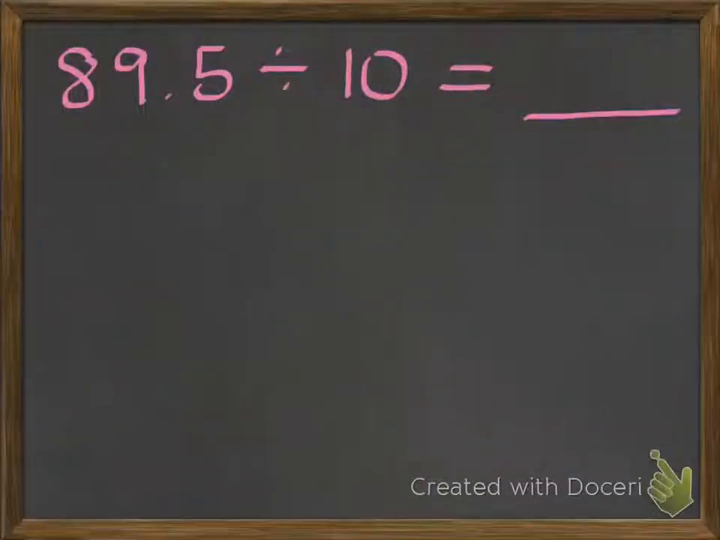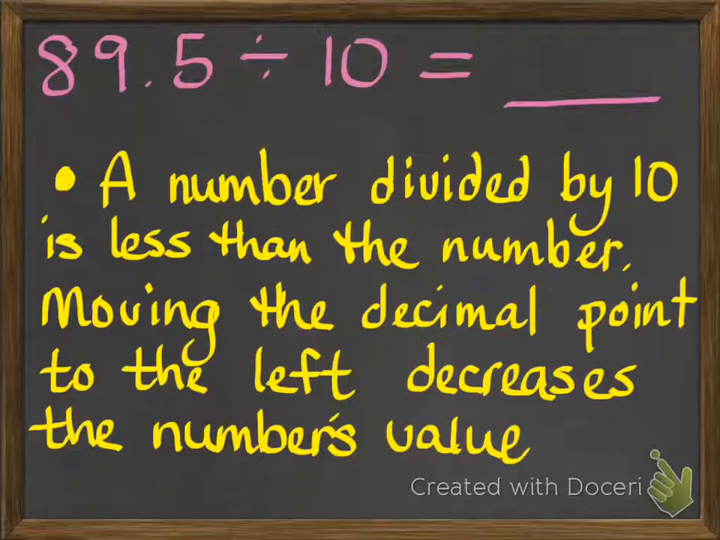Okay? So here is my number sentence or my equation, 89.5 divided by 10, and we've got to find out what that equals. I'm going to keep some things in mind. The first thing is that a number divided by 10 is going to be less than the number that you're dividing. So if we're dividing it by 10, then our answer is going to be smaller than 89.5.